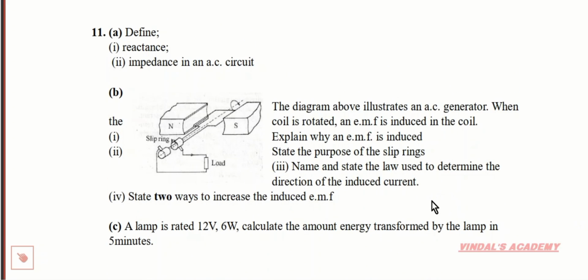Then coming to number 11, the first question asks what is reactance and what is impedance. Reactance is the opposition to the flow of current offered by a capacitor and or an inductor. So it can be offered by a capacitor, by an inductor, or by both capacitor and inductor. That is called reactance. Number 2, impedance is the overall opposition to the current flow offered by a resistor, a capacitor, and an inductor.